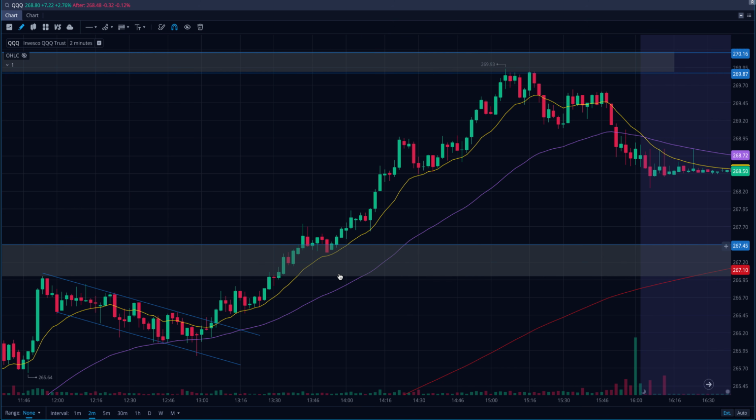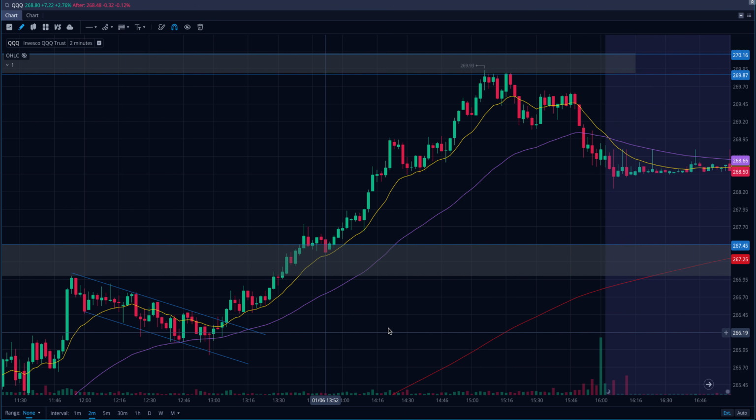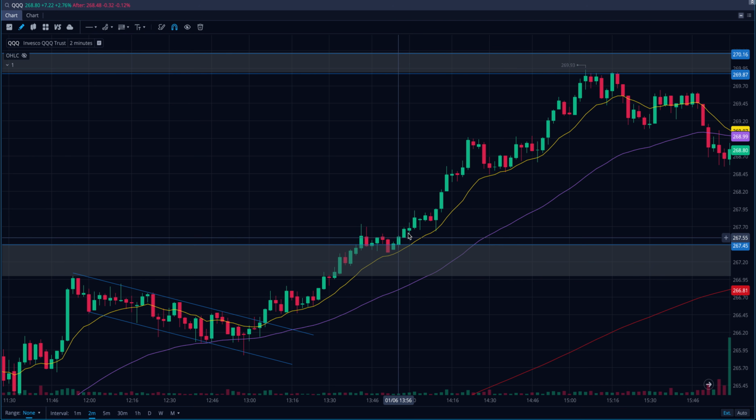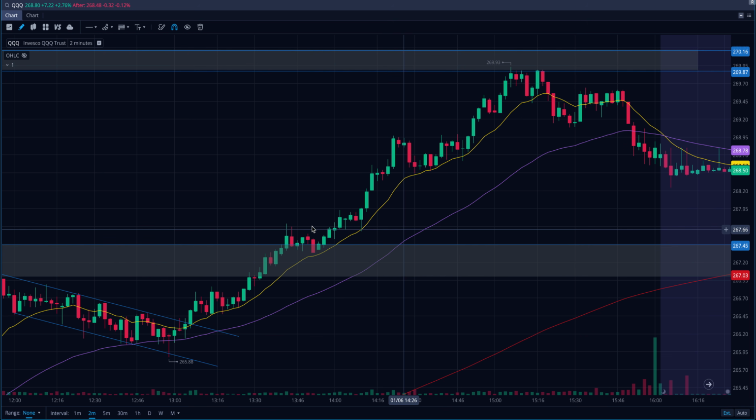My brain is telling me the same thing as everyone else: dang, we're overextended. This was a big move up. But my system is telling me to enter this trade long and ride out the 13 EMA. So that's what I did. I entered right here. I set my stop loss. I said I'm going to ride out the 13 EMA as far as it takes me.